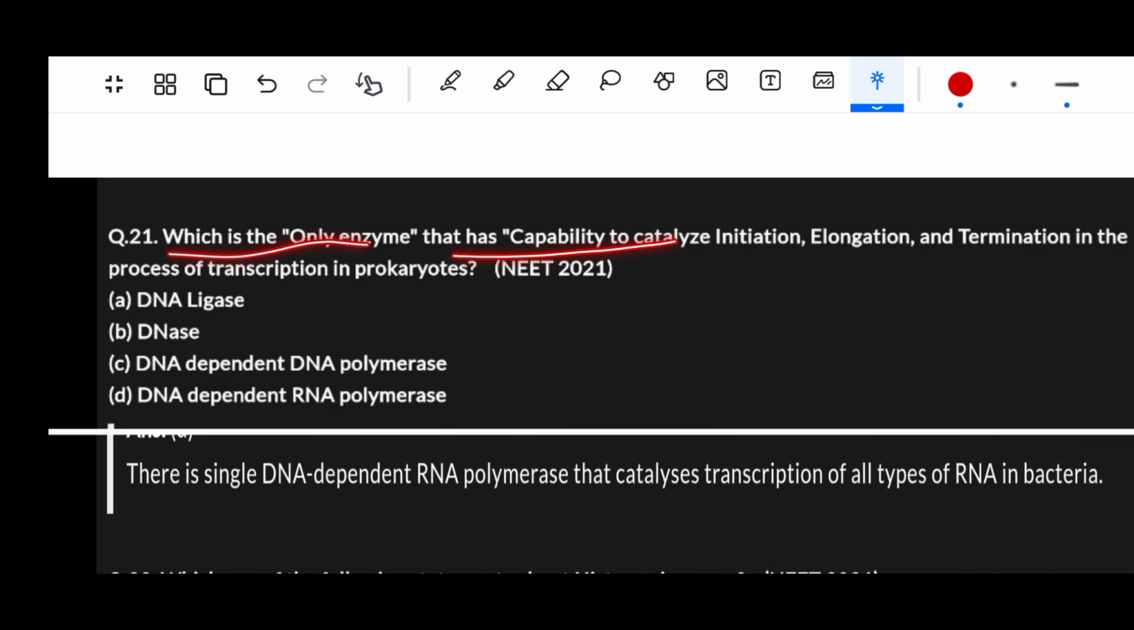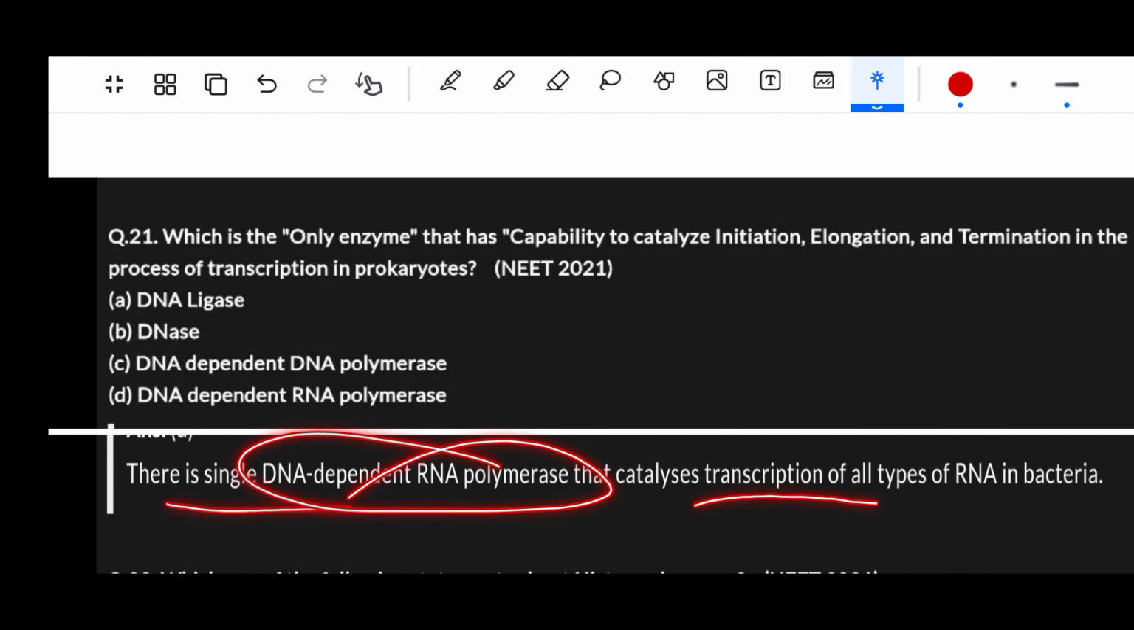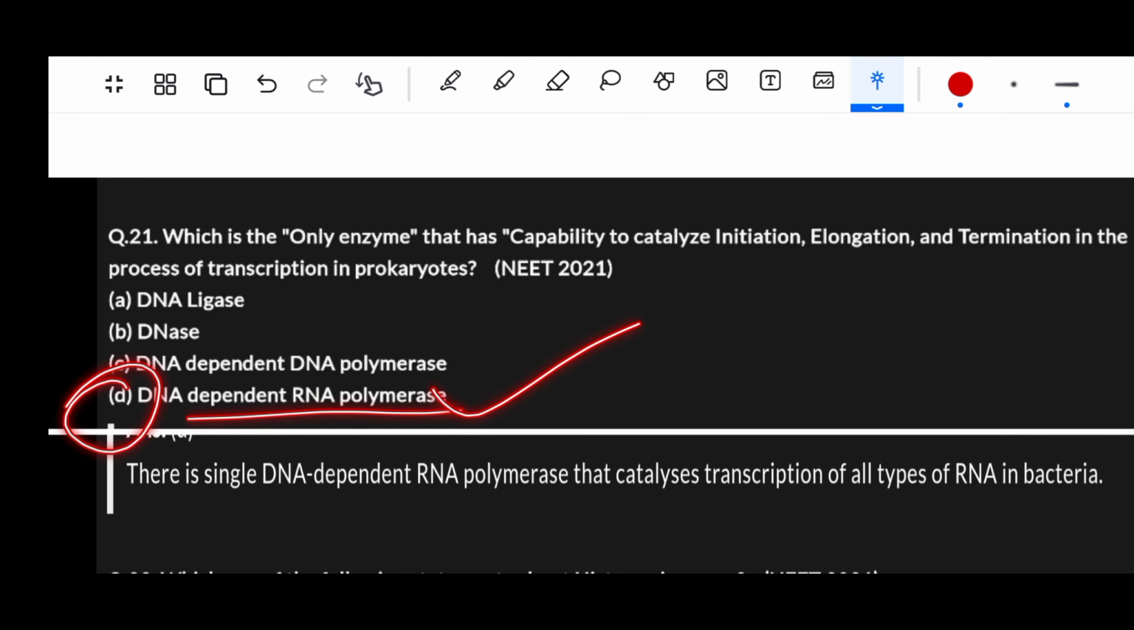Which is the only enzyme that has capability to catalyze initiation, elongation, and termination in the process of transcription in prokaryotes? DNA ligase, DNase, DNA-dependent DNA polymerase, DNA-dependent RNA polymerase. There is a single DNA-dependent RNA polymerase that catalyzes transcription of all RNA. Option D, DNA-dependent RNA polymerase, is the right answer.